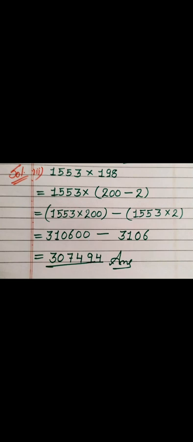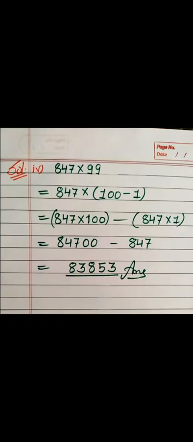Now the same we will do here, as we have 847 into 99, and this 99 can be split as 100 minus 1, because if you subtract 100 minus 1 you will get 99. Now this 847 will multiply first by 100 and then by 1. Then after multiplication and subtraction, we will get the final result.